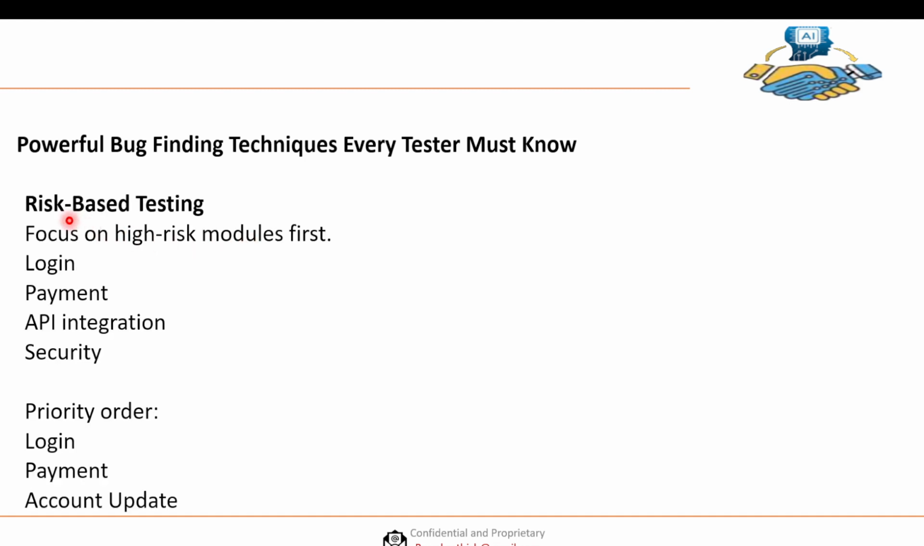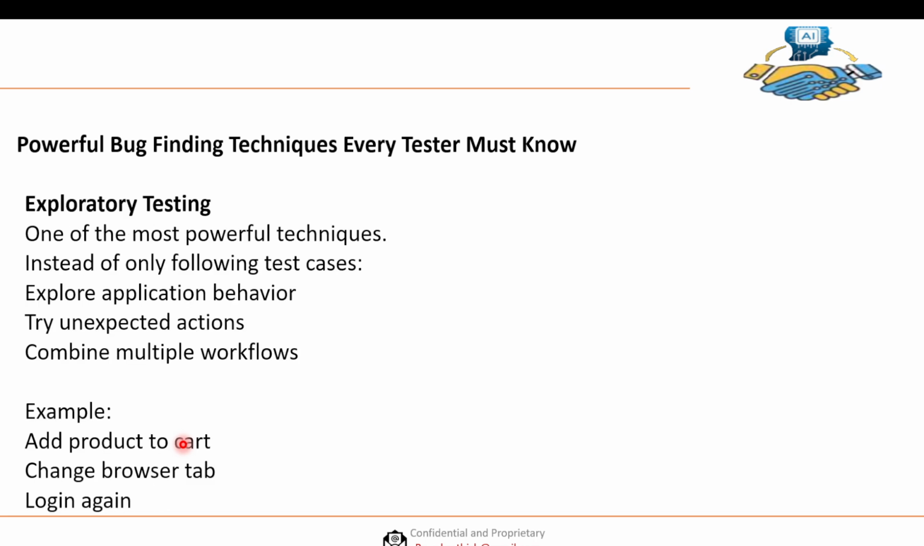The next technique is risk-based testing. First we identify the high priority or high risk modules, and we focus on them so that we find the defects as early as possible. Suppose this is our e-commerce application. Important modules in e-commerce are login, payment, API integration and security. We'll focus on login, payment and account update, and try to find the maximum defects as early as possible.